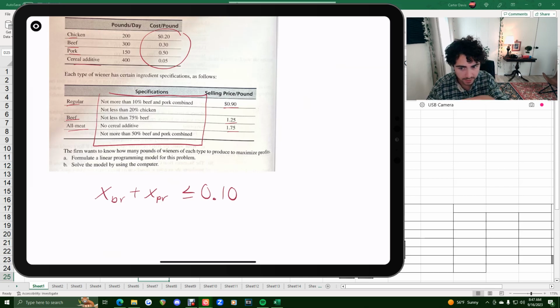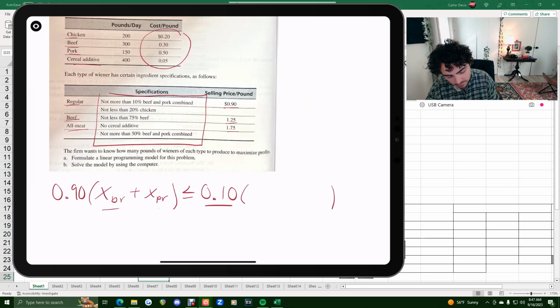Here's my trick. You set this inequality up, and then you ask yourself, if there's 10% on this side, what's the remaining percentage out of 100? 10% plus what equals 100? 90%. So you put the 90 on this side, and then you ask yourself, if we have the beef and the pork on the left side, what are the other ingredients? Apart from the beef and the pork, there's the chicken, so XC with the regular sausage, and also the cereal additive. So we tack on the XA with the regular sausage.